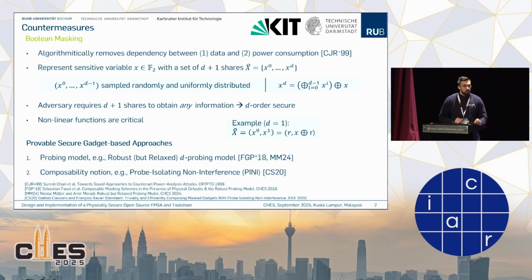So several approaches exist to solve this, and many of these are gadget-based. So what this means is that we have an unprotected design, and then we can replace each gate or small subcircuit by a provable secure gadget, which is proven by a probing model, and also arbitrary compositions of these gadgets are proven to be secure using so-called composability notions.